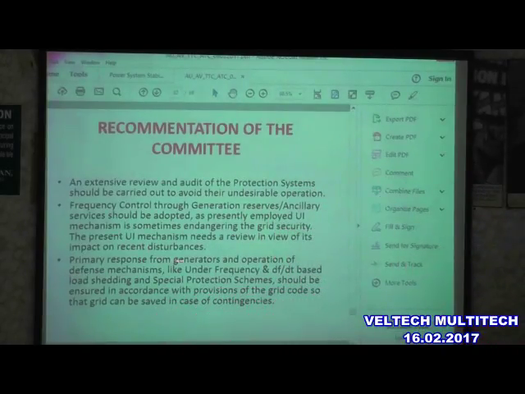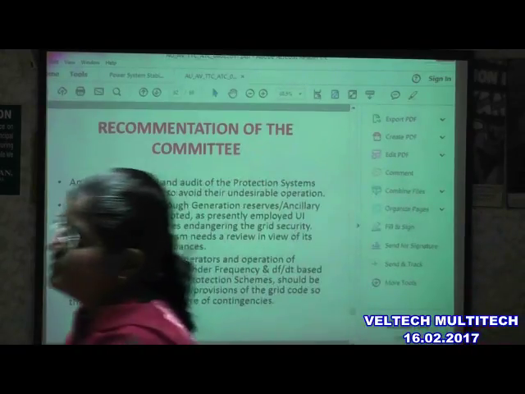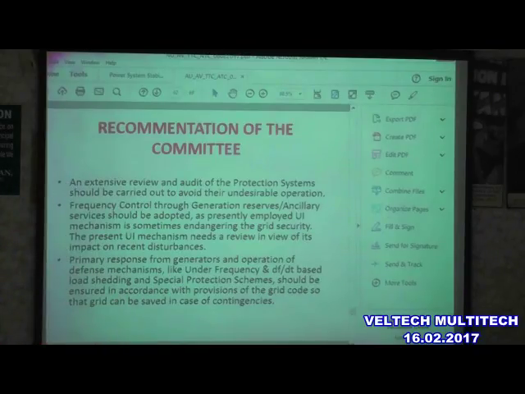Okay? So primary response of generators and operation of defense mechanisms like under frequency and df/dt load shedding, special protection scheme should be ensured in accordance with the provisions of the grid code, so the grid can be saved in case of contingencies. What do you mean by that? Our state is given, now India is given a code called, note down the code, Indian Electricity Grid Code. It is called IEGC, Indian Electricity Grid Code, framed in the year 2000.